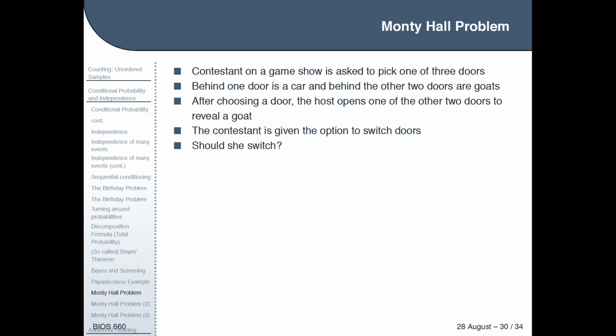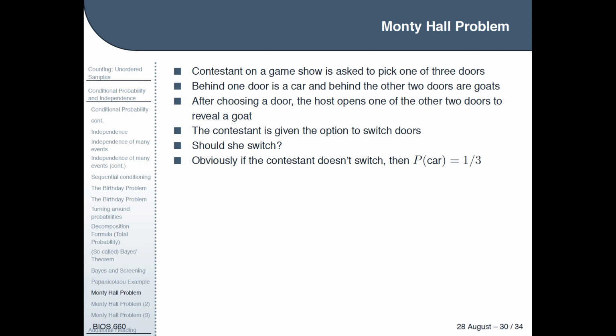Pretty much anybody who says this will say it makes no difference. You're equally likely to get a car regardless of whether you switch or not, right? Well, let's work out the probabilities and see what happens. If you don't switch, then you only get the car if you chose the door correctly the first time. So your probability of getting the car, assuming you do not switch, is just 1 out of 3.